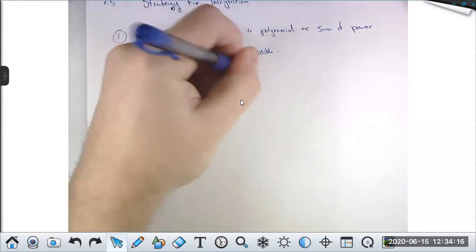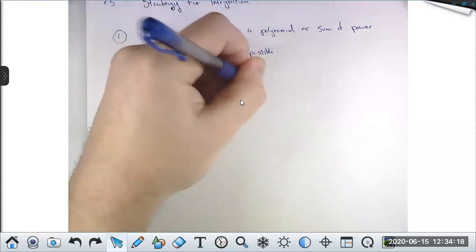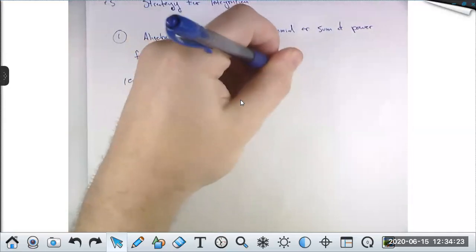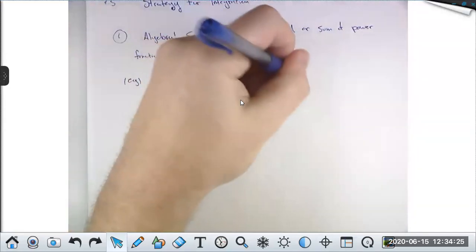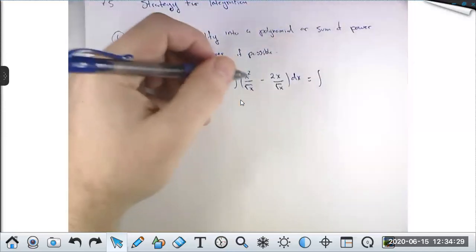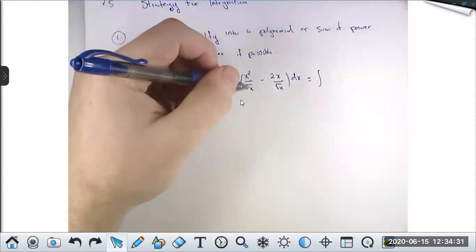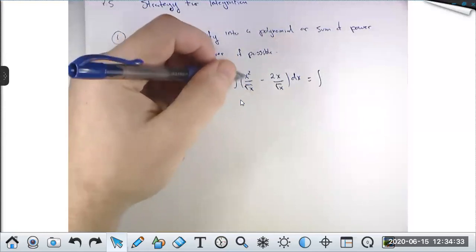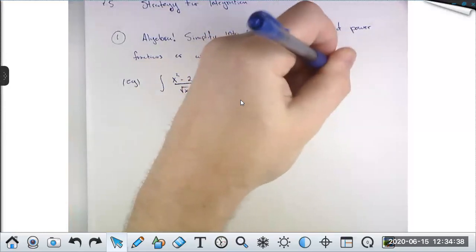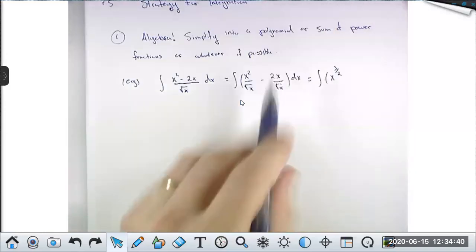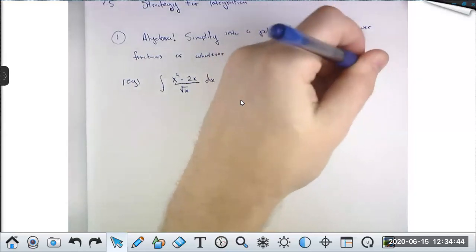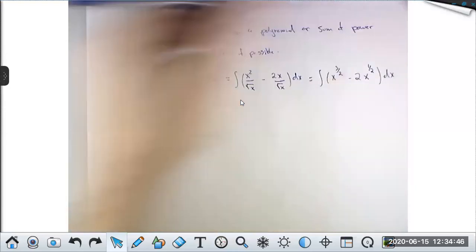if you write it as x squared over root x minus 2x over root x, and then simplify each of those pieces, x squared over root x, that's x to the 2 over x to the 1/2, that's x to the 2 minus 1/2, which is x to the 3/2, and 2x over root x, that's 2x to the 1/2. Now you can integrate.